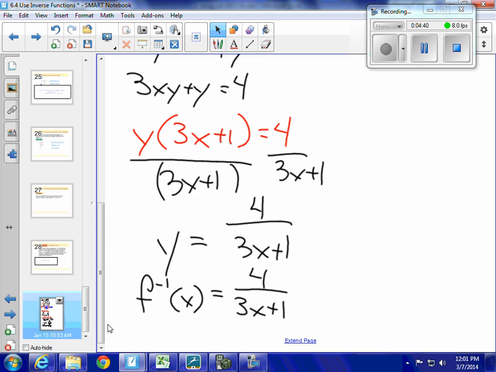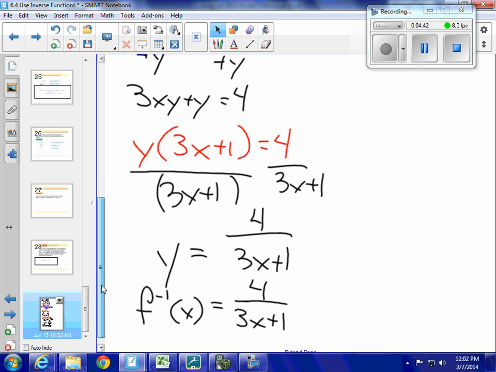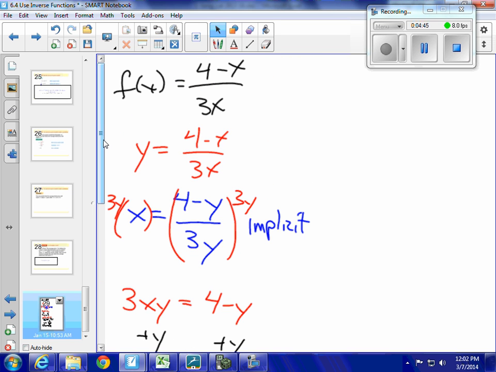Now, domain and range. Okay. I'm going to go back to my function. I'm going to start with my function. What's the domain of my function? Oh, let's go to the magic bowl here. Charisse, can you tell me the domain of the function?